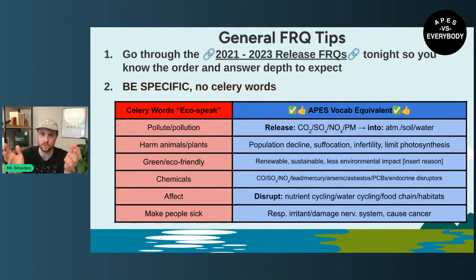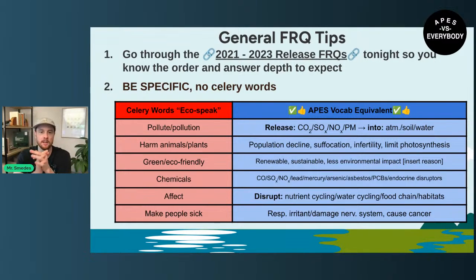Same thing with chemicals. Chemicals is like it's just a nothing burger of a word. It's like a celery burger of a word. It means nothing. Everything is chemicals. You're chemicals, I'm chemicals, everything's chemicals. So don't write about chemicals in the exam. You can talk about carbon monoxide. You can talk about SOx, NOx, lead, mercury, arsenic, asbestos, PCBs, endocrine disruptors, heavy metals. Be specific. Name a chemical, name a pollutant. Don't ever write it's going to cause chemicals to build up or pollutants to build up.